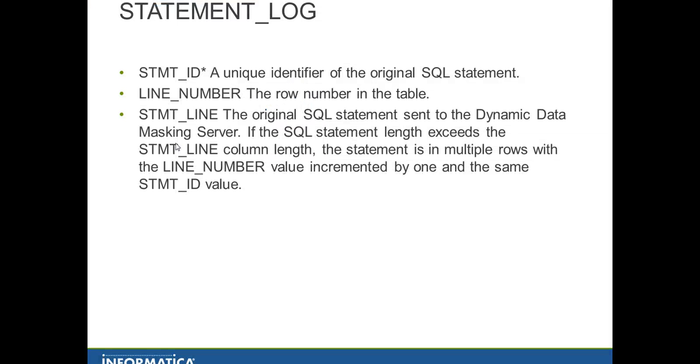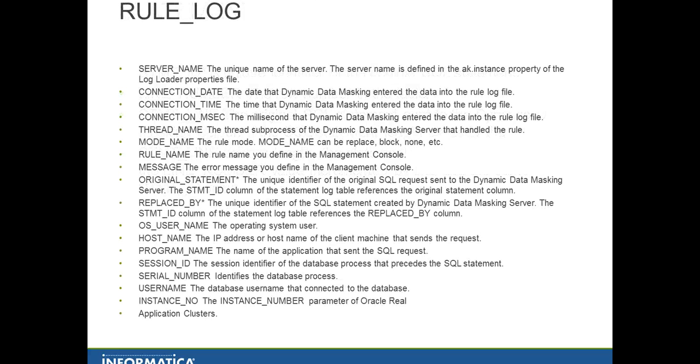The columns in statement underscore log are statement ID, which is a unique identifier of the original SQL statement, and the line number, which is a row number. The statement line is a SQL statement which is sent to the dynamic data masking server. If the SQL statement is very long, it gets stored in multiple lines, identified with a line number. The rule log has properties such as server name, connection date, connection time, and so on.